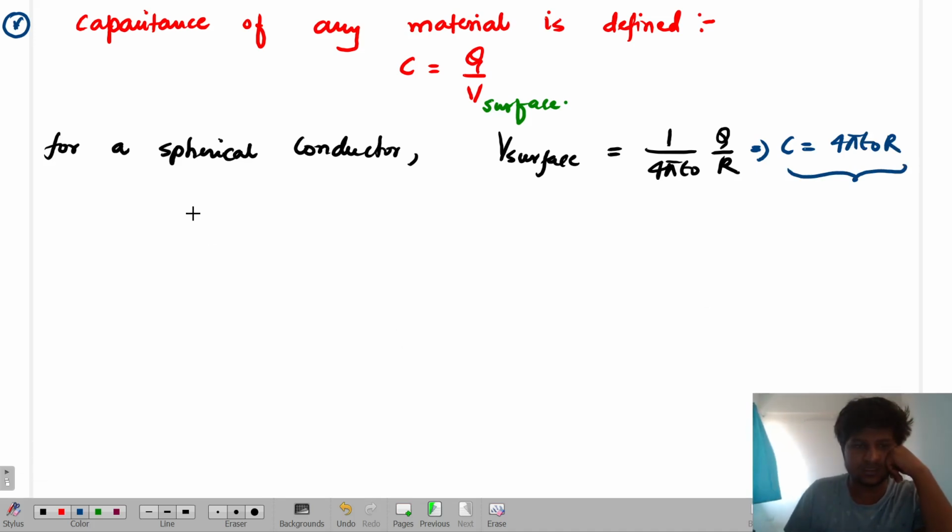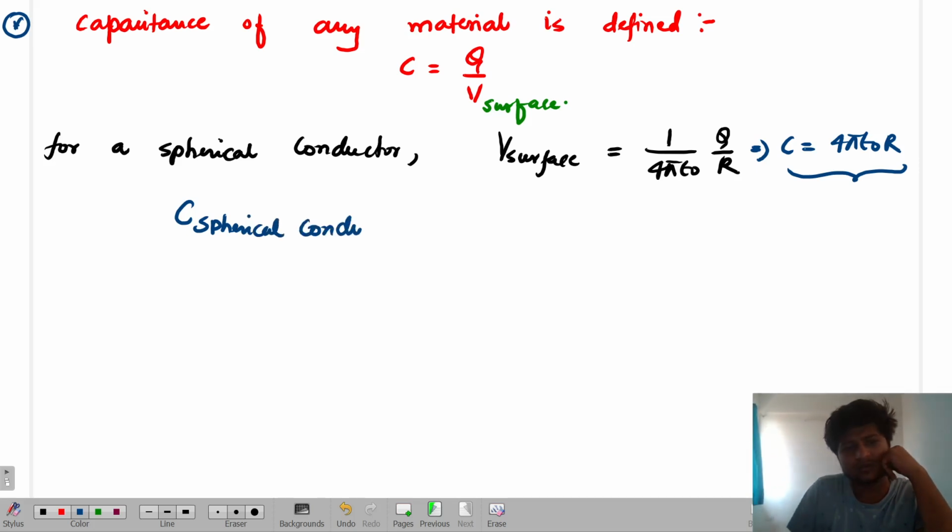Yes. So this is the capacitance of spherical conductors. You can learn it directly, simple. So to understand, typically I just took an example.